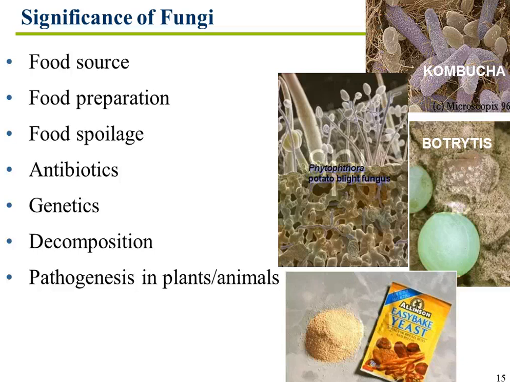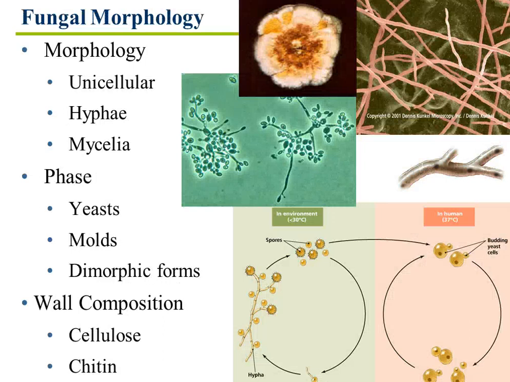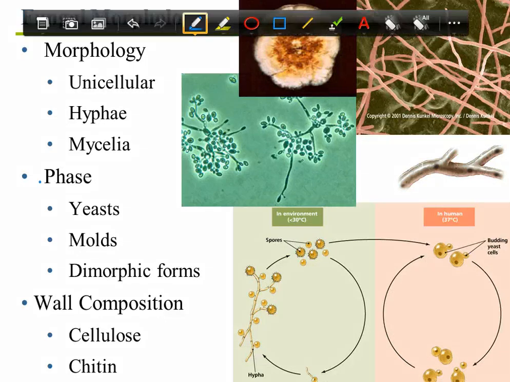They're important in genetic studies, decomposition. A few of them are pathogens, but frankly there's not more than about a dozen of the fungi that cause most of the fungal infections in humans. So this is what they look like. They exist pretty much in two forms: the yeast, which are unicellular, I showed you a picture before, and the molds, which have hyphae.